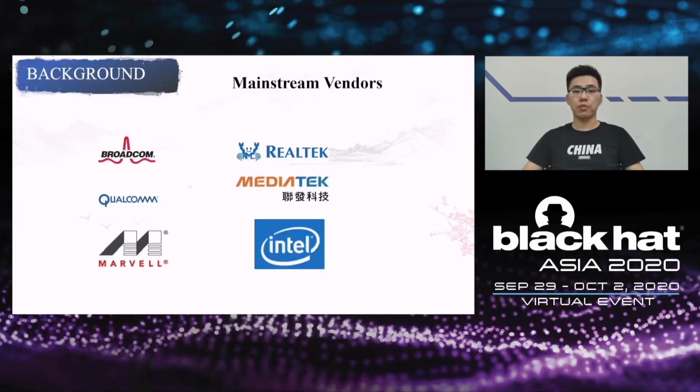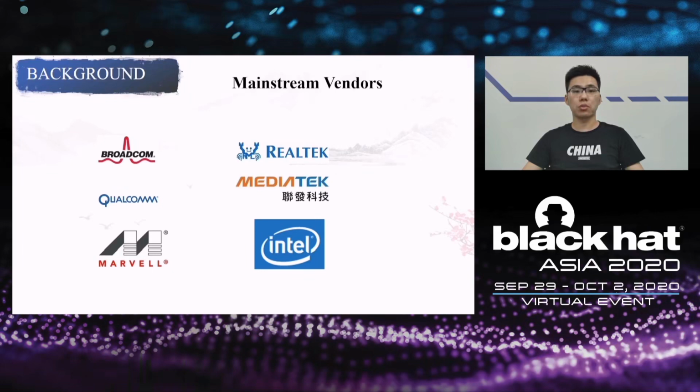Wi-Fi technology has been around for more than 20 years. Most of the Wi-Fi chips used by smart devices today are produced by Broadcom, Qualcomm, Realtek, MediaTek, Marvell, and Intel. The famous products that use Broadcom Wi-Fi chips are Apple computers, iPhone, and Samsung mobile phones. Qualcomm Snapdragon mobile platform is widely used in today's Android phones.